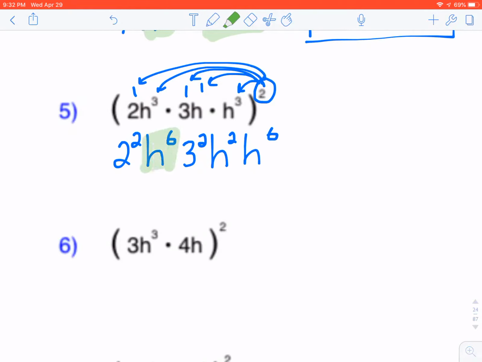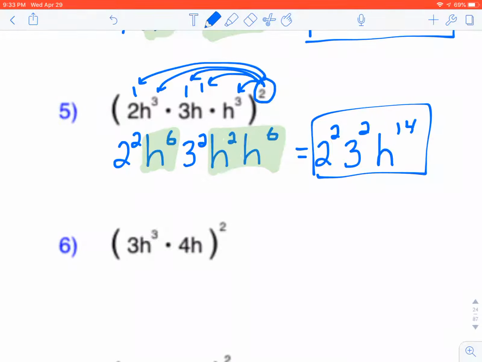We have 3 h's. We're going to rewrite our coefficients of 2 to the second and 3 to the second. Rewrite your base of h, and when you add 6 plus 2 plus 6, you're going to get 14. So 2 squared, 3 squared, h to the 14th.